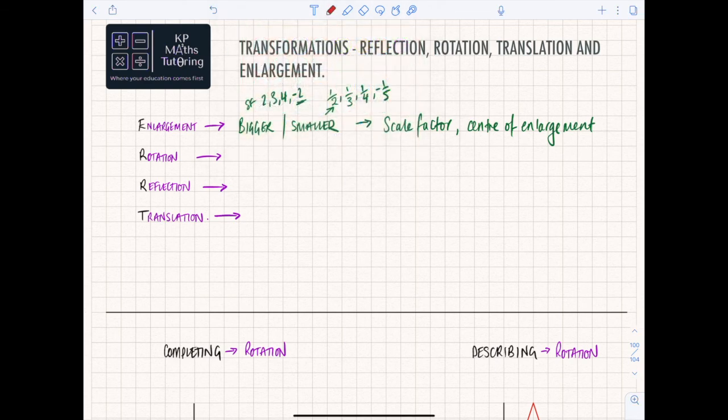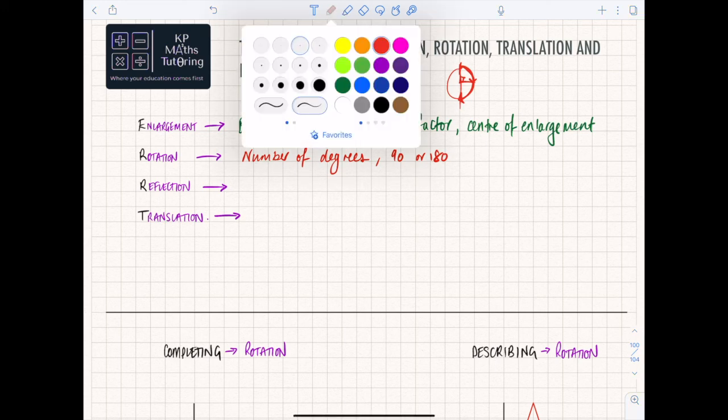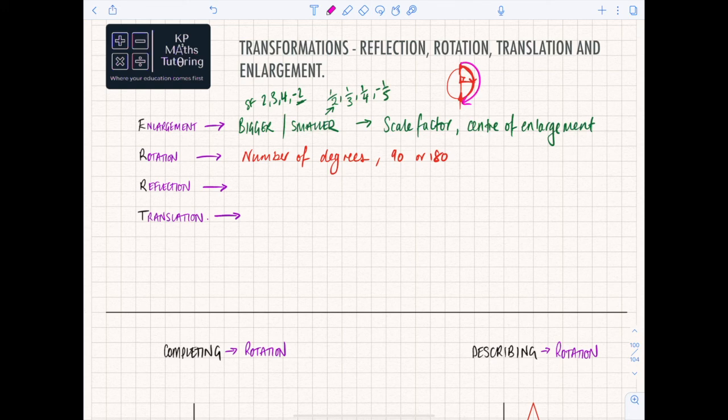Next one, let's talk about rotation. With rotation, we're going to be talking about the number of degrees that the shape moves, and that will be 90 or 180. The reason it's going to be 90 or 180 is because if you think about a circle, if I start at this point here and rotate around that way, that's 90 degrees clockwise. If I then carried on and got to this point here, that would be 180 degrees. If you go 180 degrees clockwise, or 180 degrees the other way, you end up in the same place.